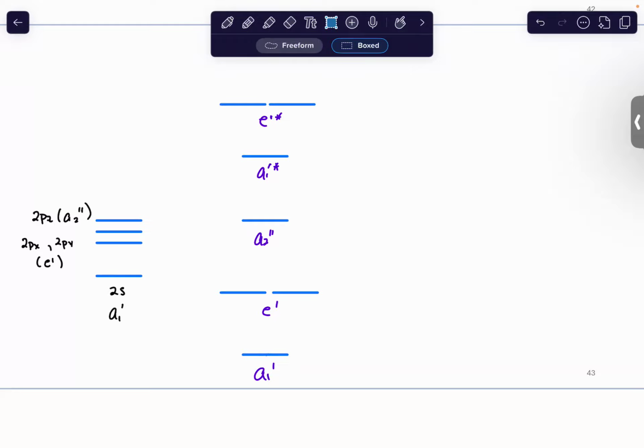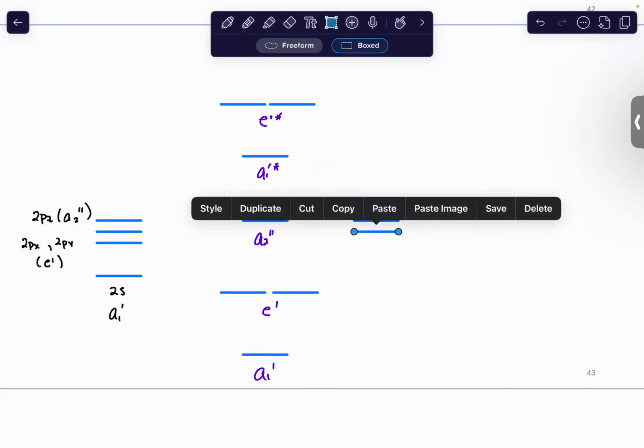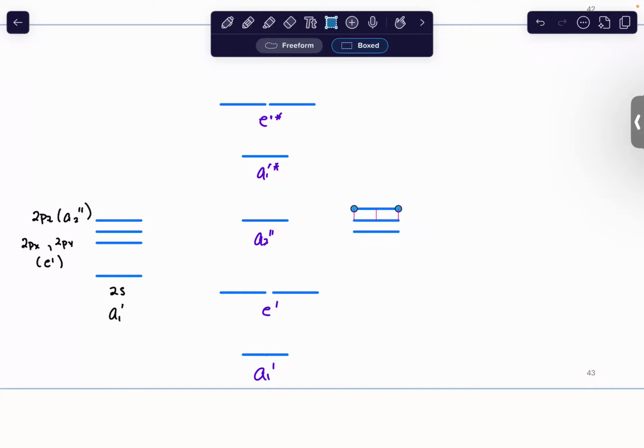Then over on the other side, how many orbitals do you think we'll have over there? Will there be 3? 3, because that's going to account for the ligand groups. And they'll be way down, kind of between these two. So here's your E primes and your A1 prime.